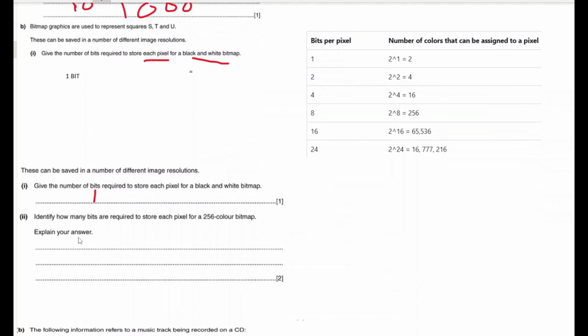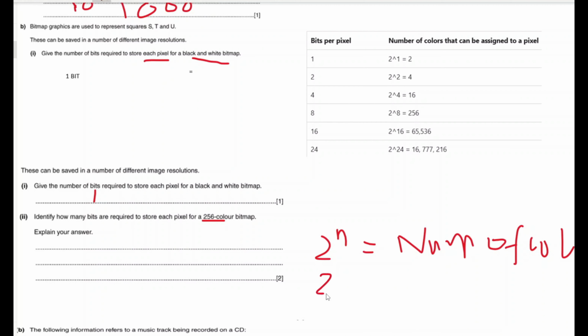Okay. Now identify how many bits are required to store each pixel for a 256 color bitmap. Okay, so again you can apply the same formula. Remember, 2 raised to power n equals, you will get whatever the answer is, the number of colors. Okay, so you have to think what should be the power of 2, or what should I replace n by, so that I get 256 colors.